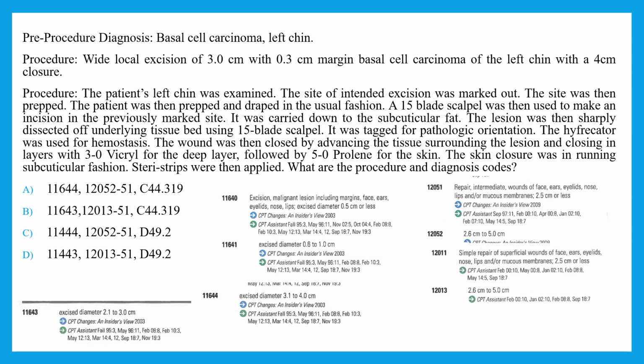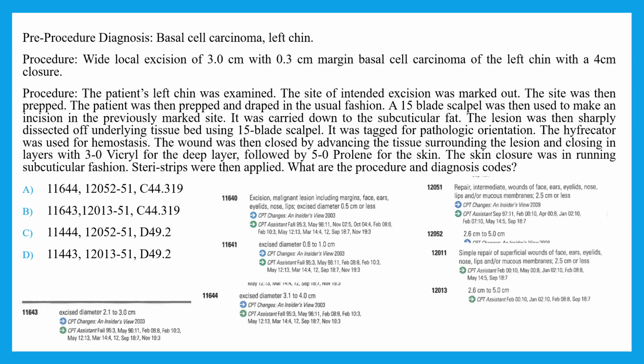Now we will see one exercise. The pre-procedure diagnosis is basal cell carcinoma. Basal cell carcinoma indicates that it is a malignant lesion. The procedure: wide local excision of 3 cm with 0.3 cm margin of basal cell carcinoma on the left chin with a 4 cm closure.